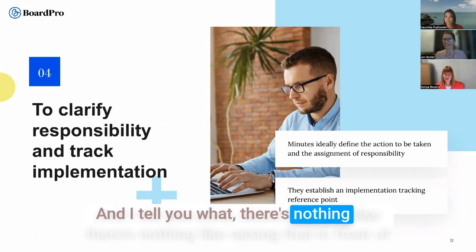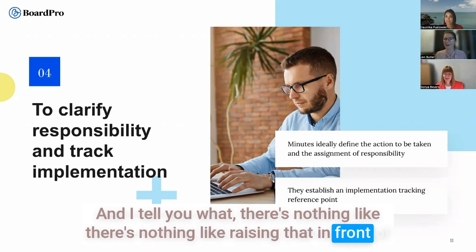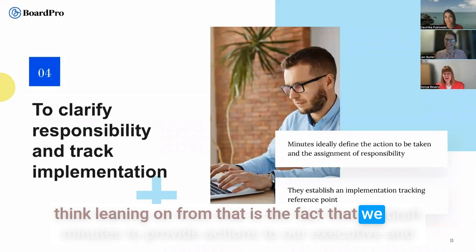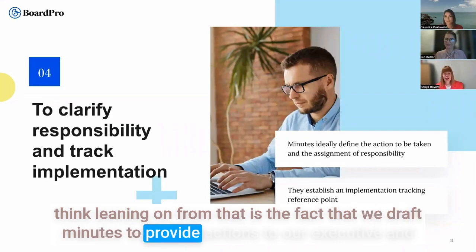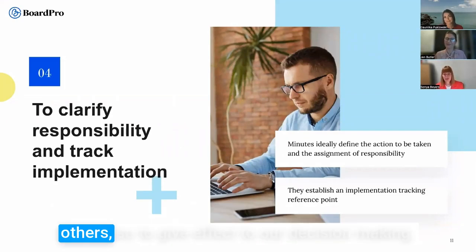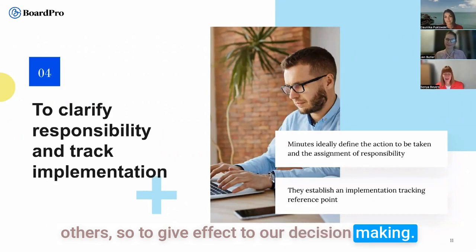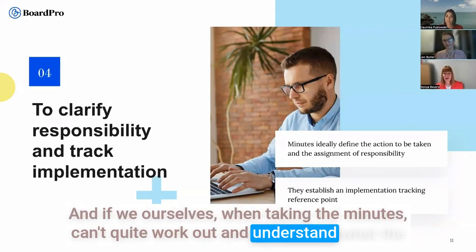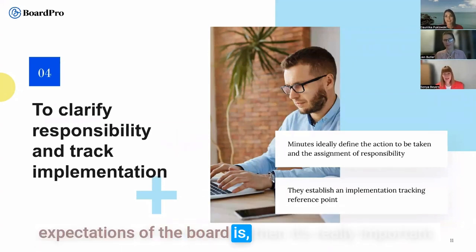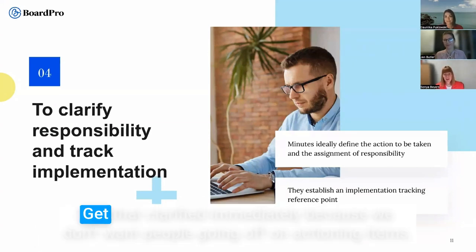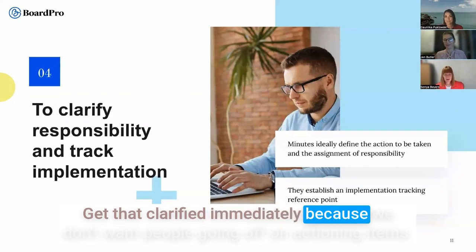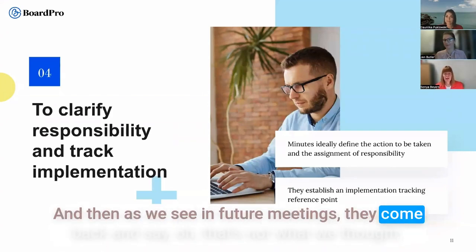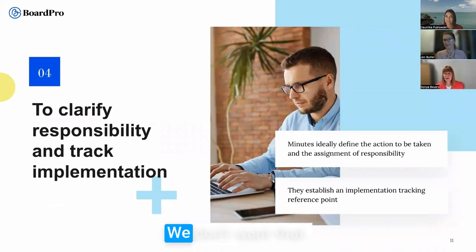Yeah, and I tell you what, there's nothing like raising that in front of the entire board for accountability too, right? I think leading on from that is the fact that we draft minutes to provide actions to our executive and others, so to give effect to our decision making. And if we ourselves, when taking the minutes, can't quite work out and understand what the expectations of the board are, then it's really important we get that clarified immediately, because we don't want people going off and actioning items, and then, as we see in future meetings, they come back and say, oh, that's not what we thought we agreed. We don't want that.